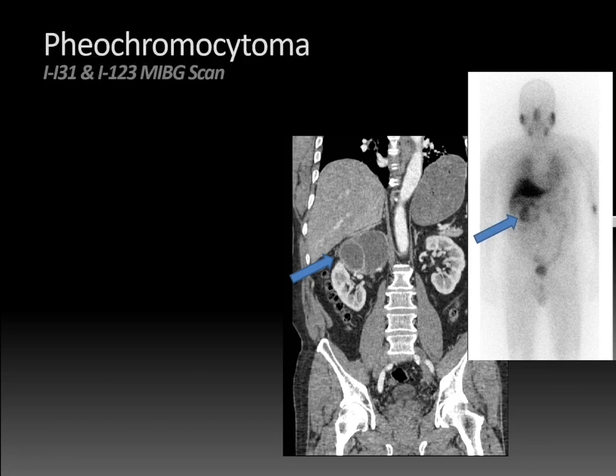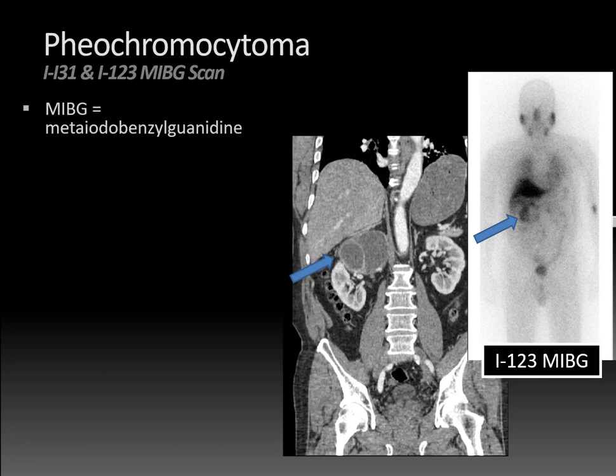And this is an MIBG scan. Specifically, this was an I-123 MIBG scan. MIBG stands for meta-iodobenzyl guanidine, and that's why we just call it MIBG. And it can be radiolabeled to either I-131 or I-123, but I-123 has pretty much replaced I-131 for MIBG scanning just because it has a lower radiation dose and the image quality is superior.